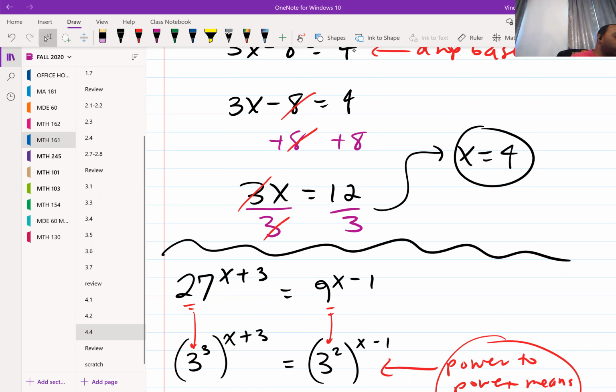Now we can solve our linear equation by distribution. That will give us 3x plus 9 equal to 2x minus 2. Now we want to get all of our terms with x to one side, all of our terms without x to the other. So we'll subtract 2x, then subtract 9, and x will be equal to negative 11. All right, questions? Any questions?